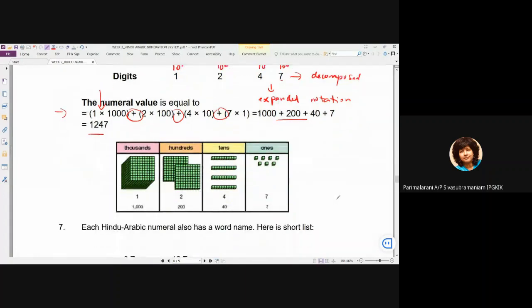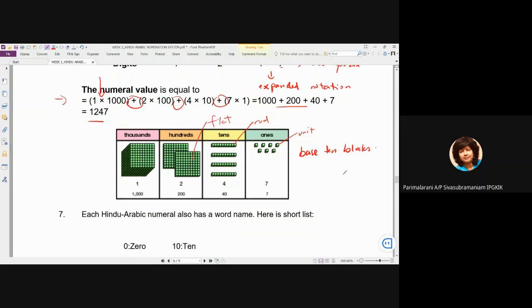Numbers can also be represented using concrete materials such as base 10 blocks. These are base 10 blocks. So we are representing this number in base 10 blocks. This block here represents 1,000. There are 1,000 units in here. Each flat here, this is known as the flat, represents 100. Each rod here represents tens, and each unit here represents one. So this is another method of representing numbers using concrete manipulatives.